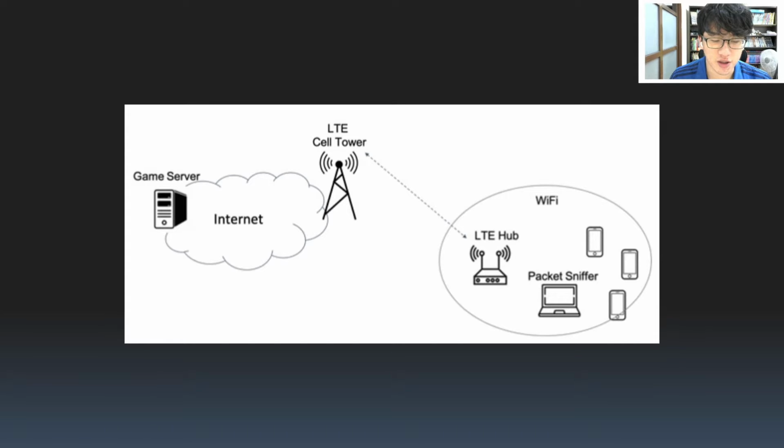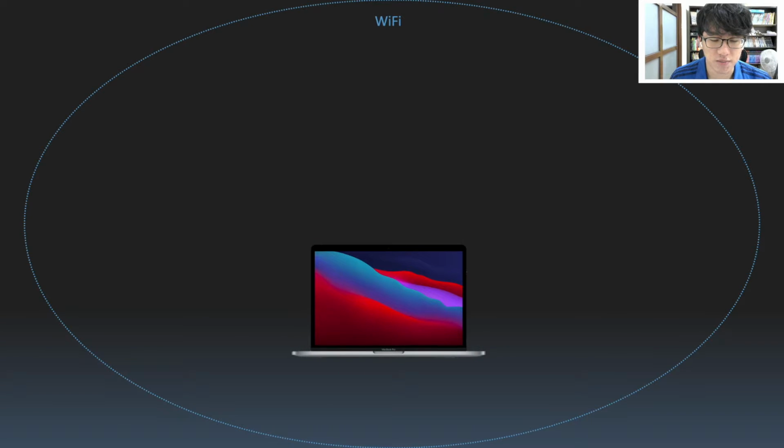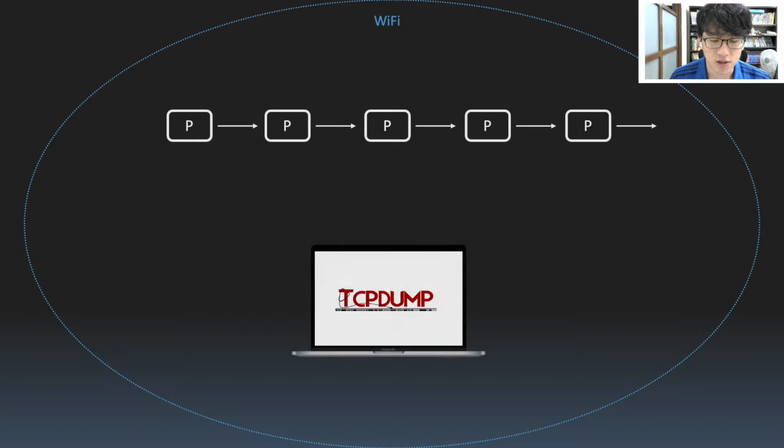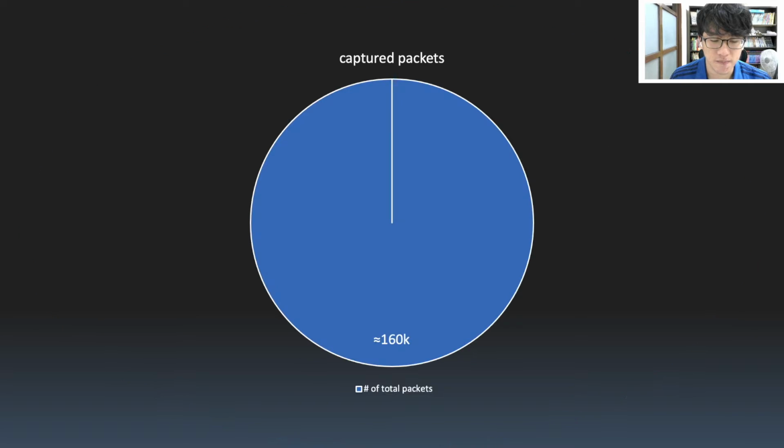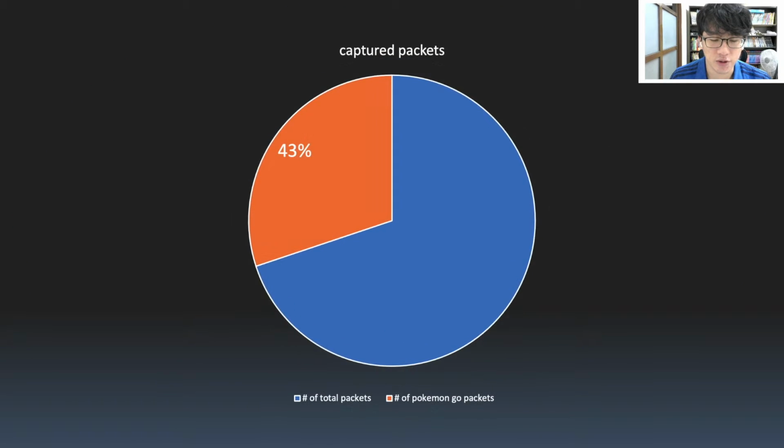In that, the volunteers' phones are connected to an LTE hub serving encrypted Wi-Fi. The measurement was taken on a laptop also connected to the Wi-Fi subnet. The tcpdump process ran on the laptop and saved all packets passing through the subnet. After the event, about 160K packets were recorded, and 43% of them were Pokemon Go traffic.